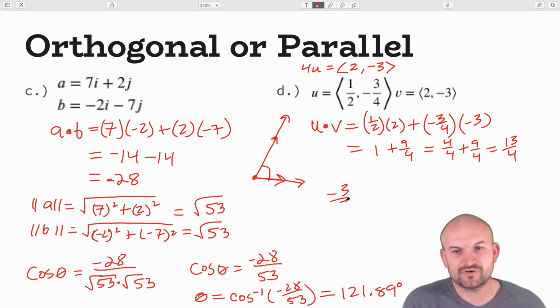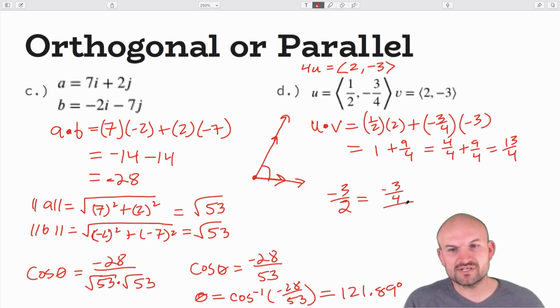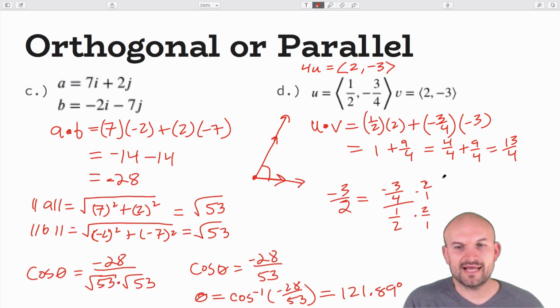So if I have negative 3/2, now obviously you see once I transfer this what the slope is, but negative 3/2 needs to be equal to negative 3/4 over 1/2. Well, again, this is just a fraction over fraction, right? So multiply by the reciprocal. Oops. So I have 2/1 over 2/1. And guess what? That's going to equal a negative 3/2.